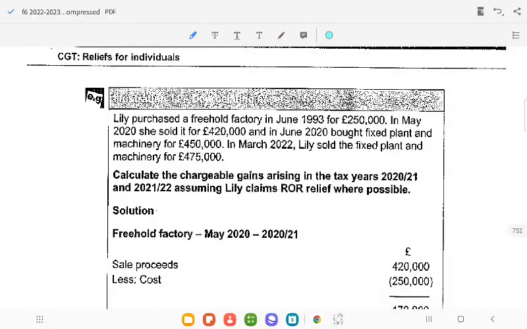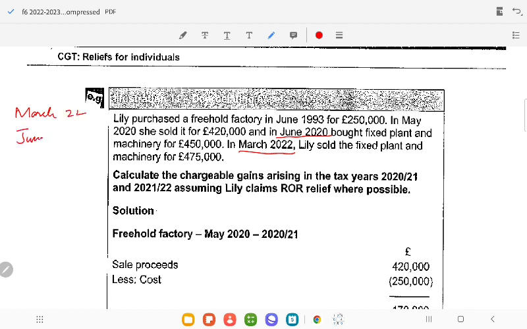So here the date of disposal is March 2022, and the 10-year period from the date of acquisition of the replacement asset is from June 22. Adding 10 years, it would be June 2030. So whichever is earlier, March 22 or June 30. Obviously, it would be March 22. So the gain would be crystallized on March 22.